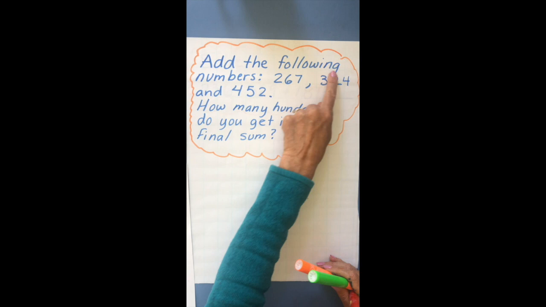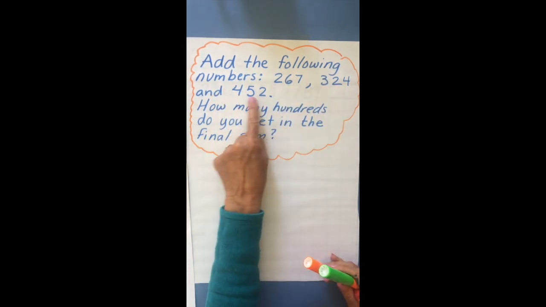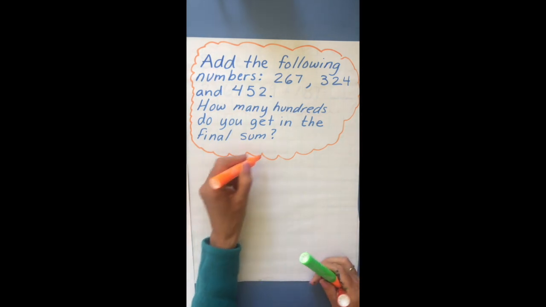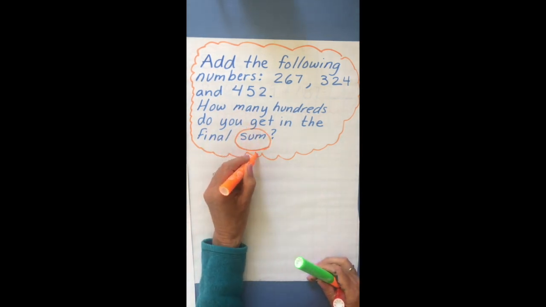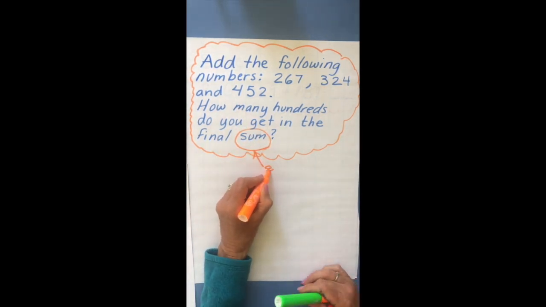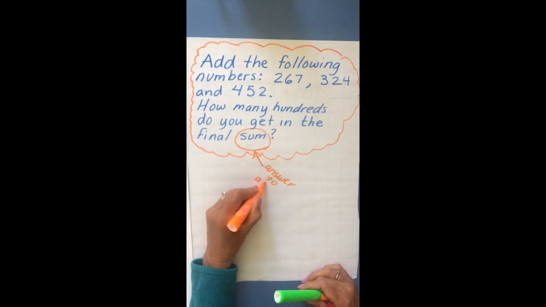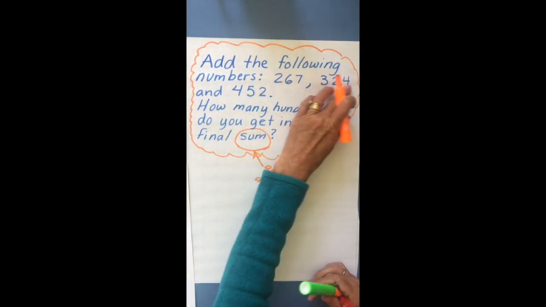It says, add the following numbers. How many hundreds do you get in the final sum? Well, here's the crazy word here. Sum just means answer to addition. So all I'm going to do, now this is a trick.